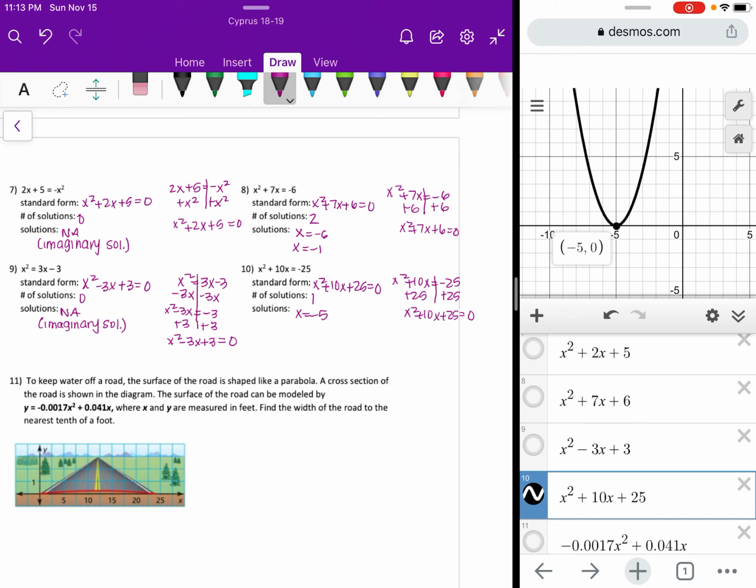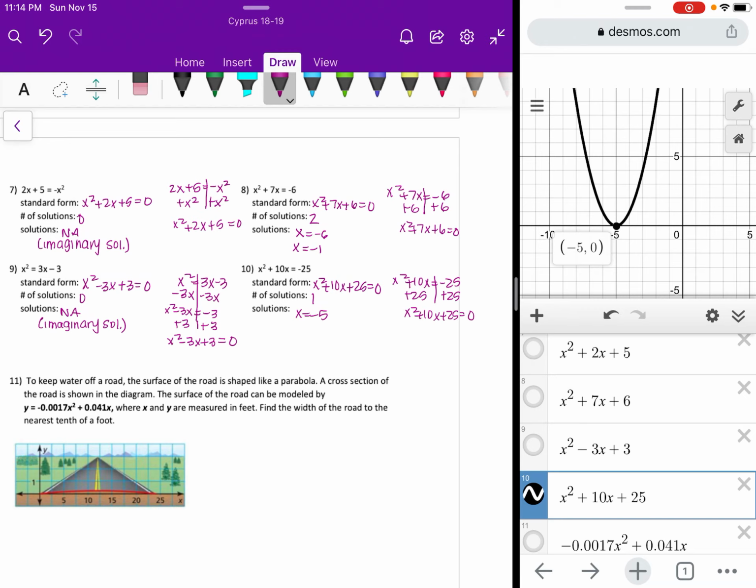Last but not least, this word problem. So number 11, it says to keep water off a road, the surface of the road is shaped like a parabola. That way the water runs off the sides and you don't have a bunch of puddles in the middle of the road. A cross-section of the road is shown in the diagram. A cross-section just means you're looking at it like if you cut it and you brought it up to eye level, that's what you're looking at.